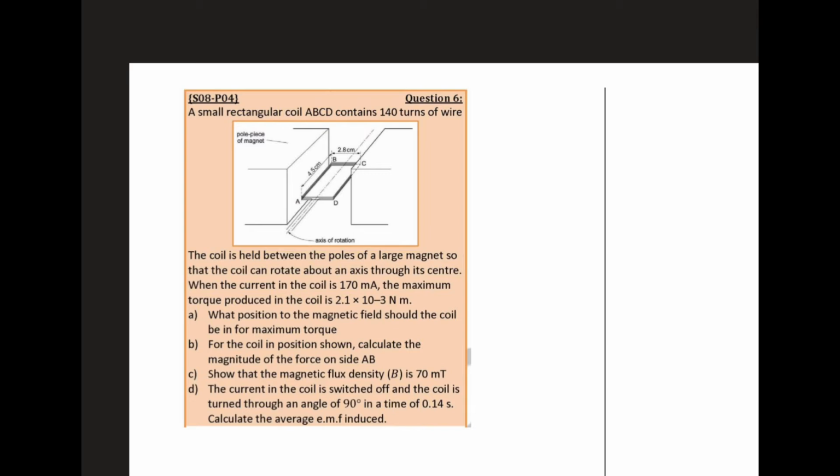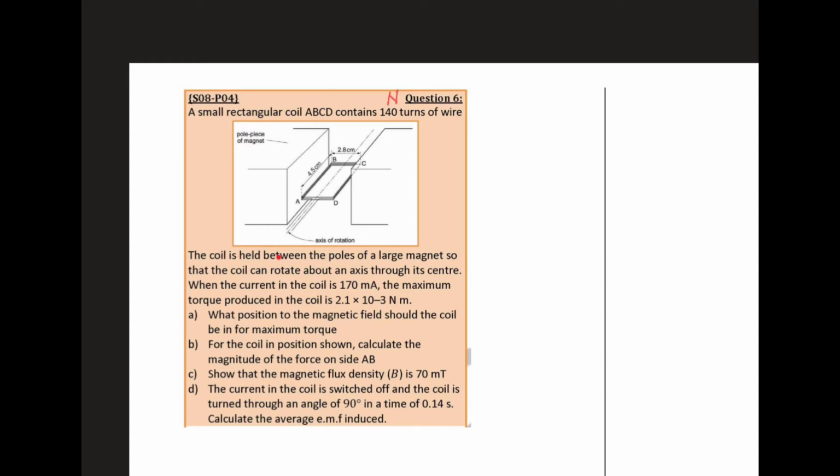Okay, now let's see the question here. A small rectangular coil ABCD contains 140 turns of wire. So I will label this as N first. How to use it, we don't know yet. Okay, now let's move on.